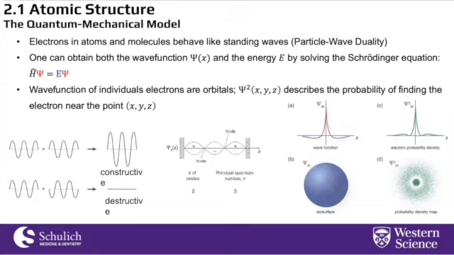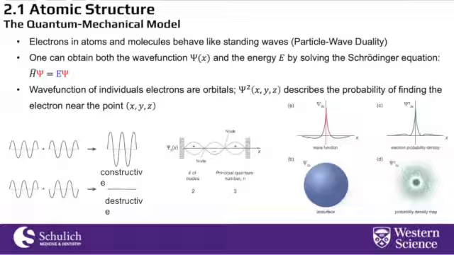But back to the more important stuff. What's a wave function? Wave functions describe orbitals, and the square of the wave function describes the probability of finding the electron in the XYZ domain, or at some point in the XYZ domain.